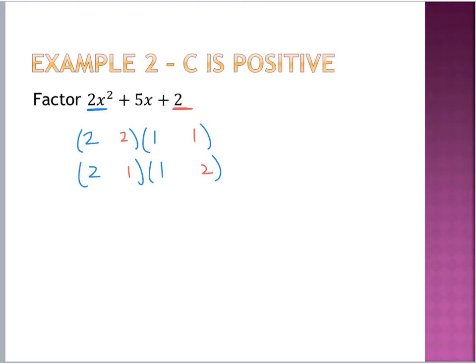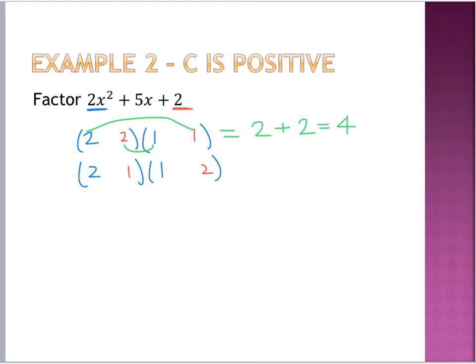So now I'm going to look at their products. If I look at the product of the outside terms, that gives me 2 times 1, or 2. And I'm going to add that to the product of my inside terms, which is 2 times 2. And here I end up with a total of 4. So as you can see, this is not anything that I want. So I'm going to have to keep going.